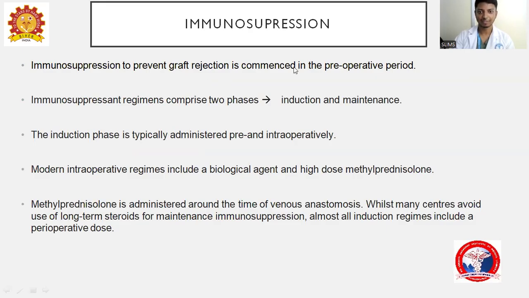Immunosuppression to prevent graft rejection commences in the preoperative period. The regimens comprise 2 phases, which are induction and maintenance. The induction phase is typically administered pre and intraoperatively. Modern intraoperative regimens include a biological agent and high-dose methylprednisolone. Methylprednisolone is administered around the time of venous anastomosis. Whilst many centers avoid use of long-term steroids for immunosuppression, almost all induction regimens include a perioperative dose.